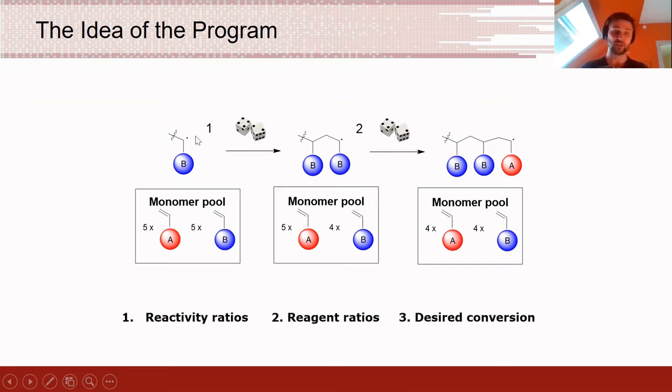So to do this sort of simulation, the only thing you need is to know the reactivity ratios. You need to know your ratios between your reagents, and you need to put a desired conversion in there. As in, do you stop it when 50% of the monomer has been converted, or 80%, or do you just let it go to 100?